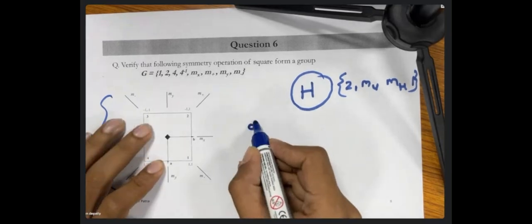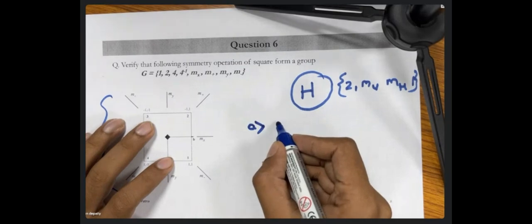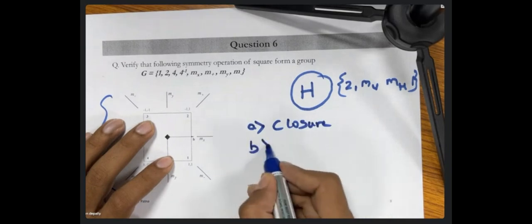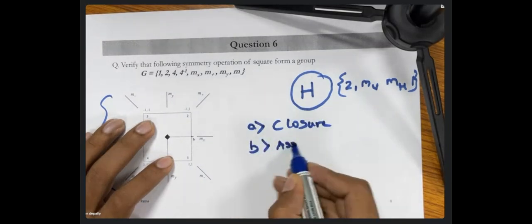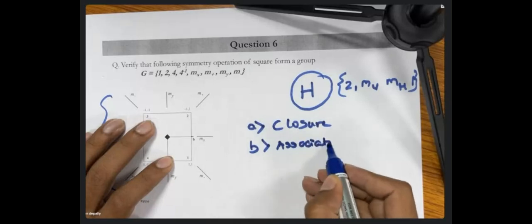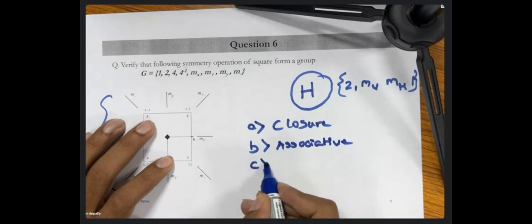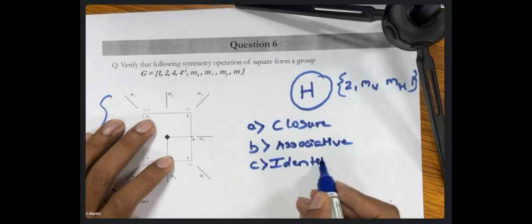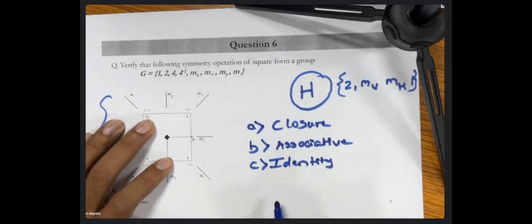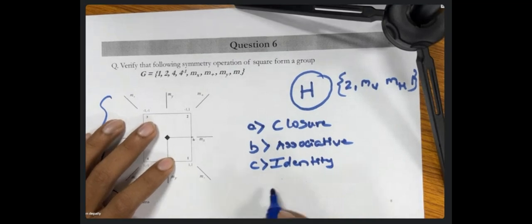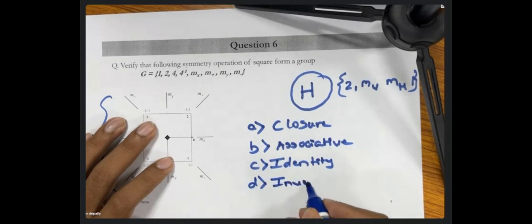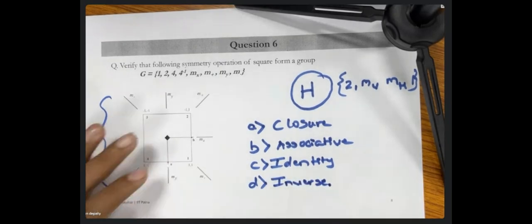One needs to confirm: A, whether the particular set is forming the closure; B, whether they are associative; C, they should have the identity, for all the elements of the particular set; and D, the inverse should be available to us. Okay.